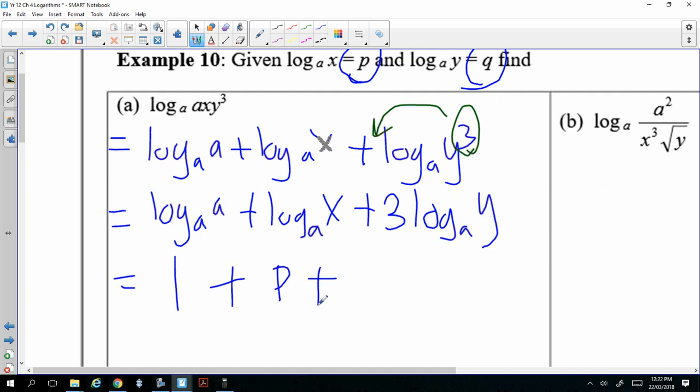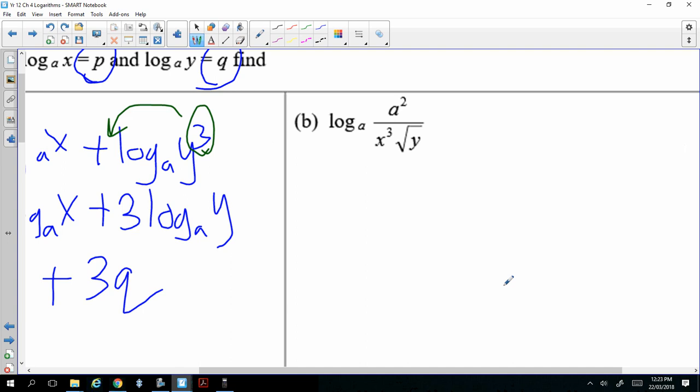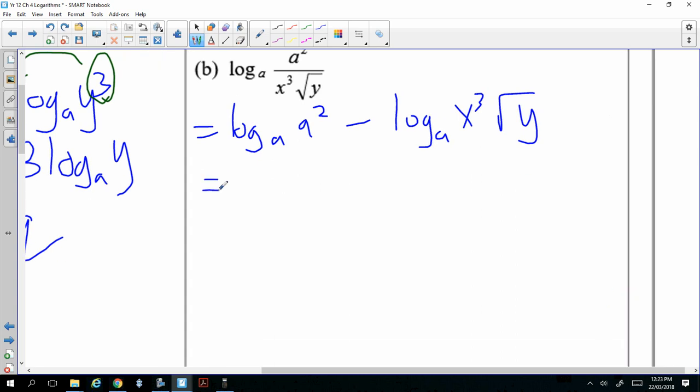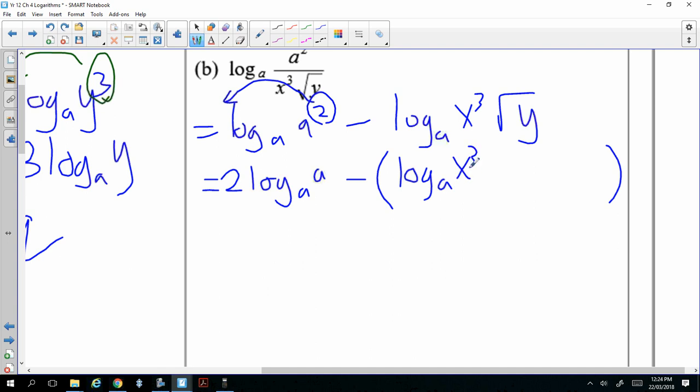Try B. Okay. Alright. So we first split into 2 parts. Log a of a squared minus log a of x cubed square root of y. And then you have to split into more parts. Bring that 2 down. So you get 2 log base a of a minus, in bracket, very important, there's a bracket, x cubed plus log a of root y, and then write that root y as square root of y to the power of half. So you write 2 log base a of a minus log base a of x cubed plus log base a of y to the power half.